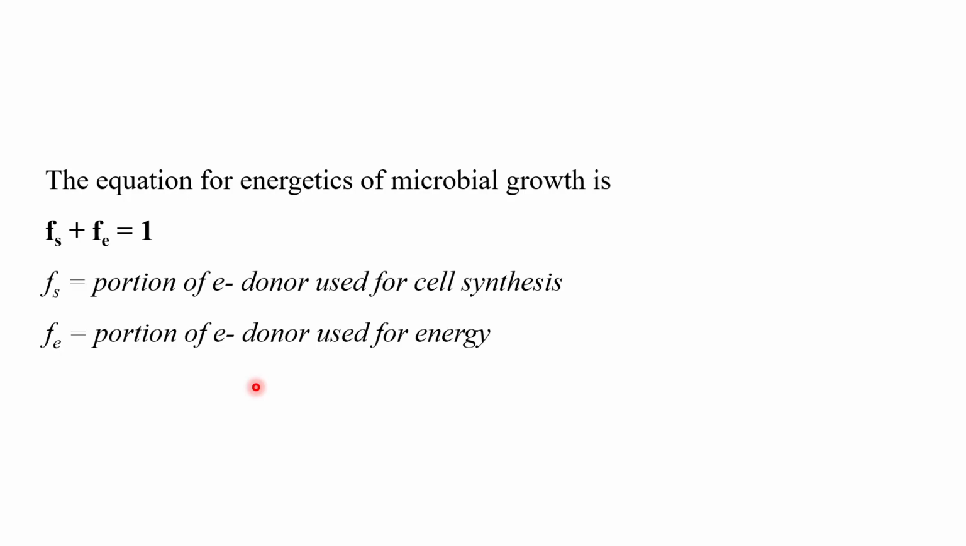So both the portions have to be considered, and since these are portions, both of them should contribute to a total of 1, because it's like probability. So the probability of electrons going for cell synthesis plus the probability of electrons going for energy. If you total all the probabilities, it should always be 1. The sum of all the probabilities is 1. So Fs plus Fe should be equal to 1.